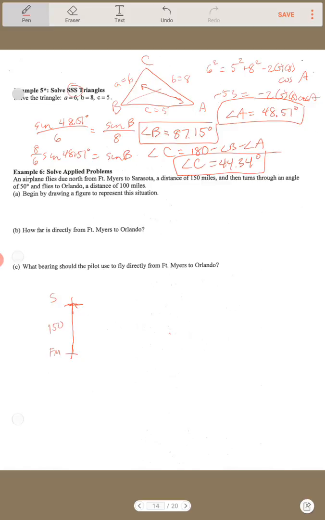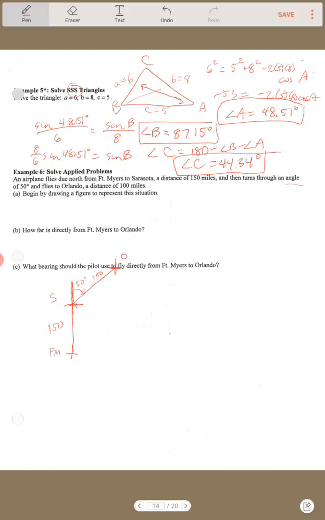And the airplane went 150 miles, so we'll put 150 to that. And then turned at an angle of 50 degrees. So remember what we said before, when we're talking about bearings, 50 degrees comes from the north, and they're going 50 degrees clockwise. And so from here we can draw another line this way. Now the plane heads in this direction, northeast, and flies to Orlando for 100 miles. So we'll go 100 miles this way, and then we'll place Orlando right here. Let's call it O for Orlando.